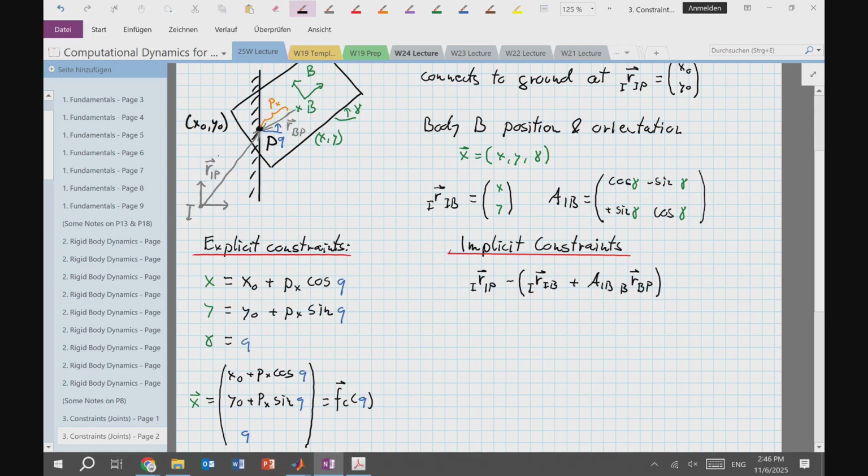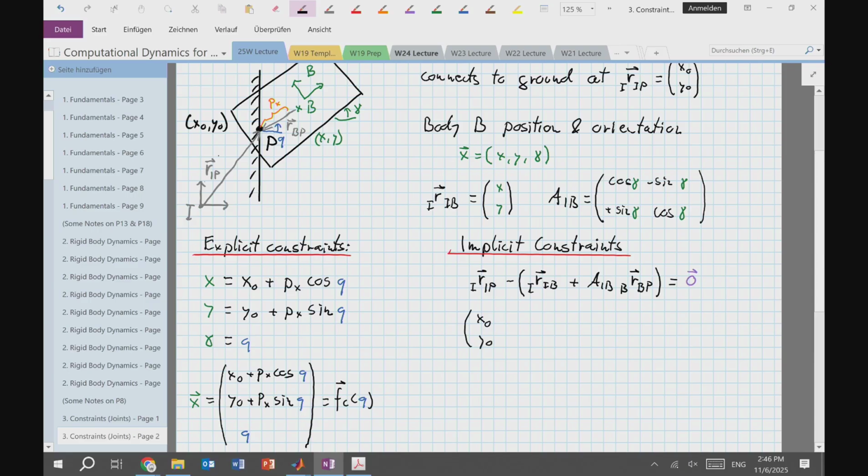This is why I pre-multiply it with this matrix A. And then I set the difference between these two equal to a vector of zeros. So what I'm saying here is locate the hinge at the door frame, locate the hinge at the door, and if they're at the same location, the difference is 0. And if they're at the same location, I can put the pin through the joint. And that is my constraint. And now we can go ahead and write this in coordinates.